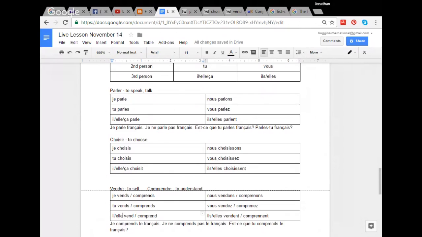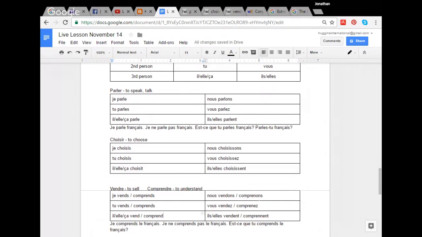This is live, so there might be a few mistakes, unfortunately, as I'm getting this worked up. So, il, elle, ça vend, il, elle, ça comprend, nous vendons, nous comprenons, vous vendez, vous comprenez, ils, elles vendent, ils, elles comprennent. Here you can notice with comprendre and prendre, we don't have the letter D in the plural forms. The D drops out, and we have comprenons, comprenez, comprennent. Whereas in vendre, the D is everywhere in that conjugation.